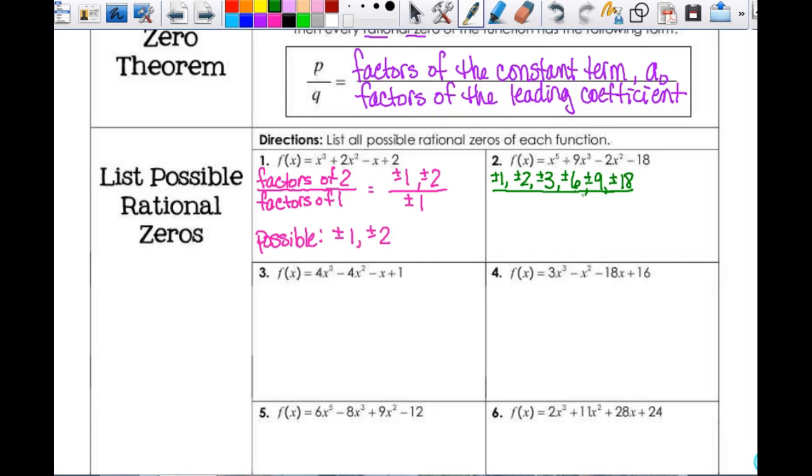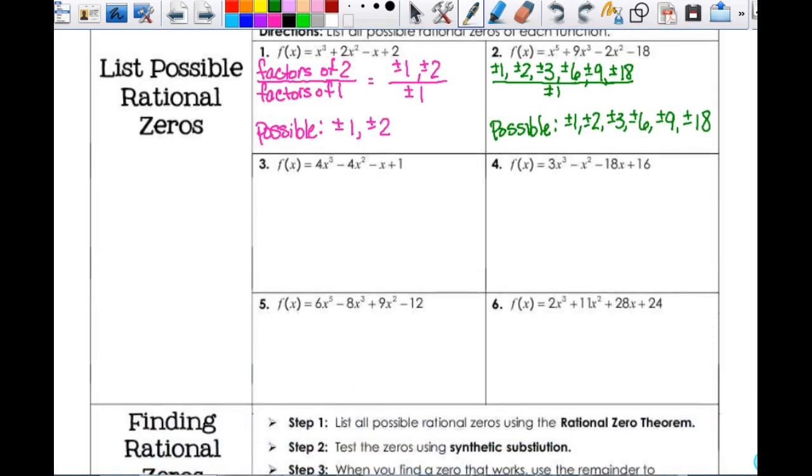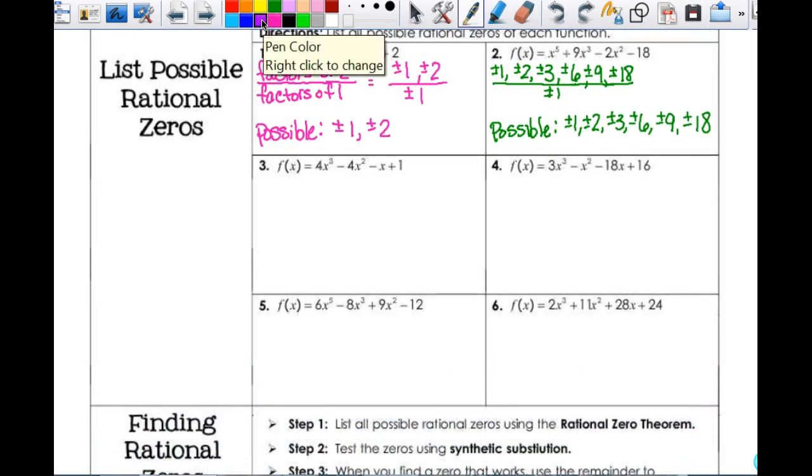Over your factors of the leading coefficient, which is just plus or minus 1. When you do this, if your leading coefficient is 1, you don't really even have to worry about your fraction because the only possibility in the denominator is 1. So basically, the factors of the constant term are your possibilities. Your leading coefficient won't always be 1, but when it is, it's just these right here, plus or minus 1, plus or minus 2, plus or minus 3, plus or minus 6, plus or minus 9, and plus or minus 18. Okay? Any questions at this point?